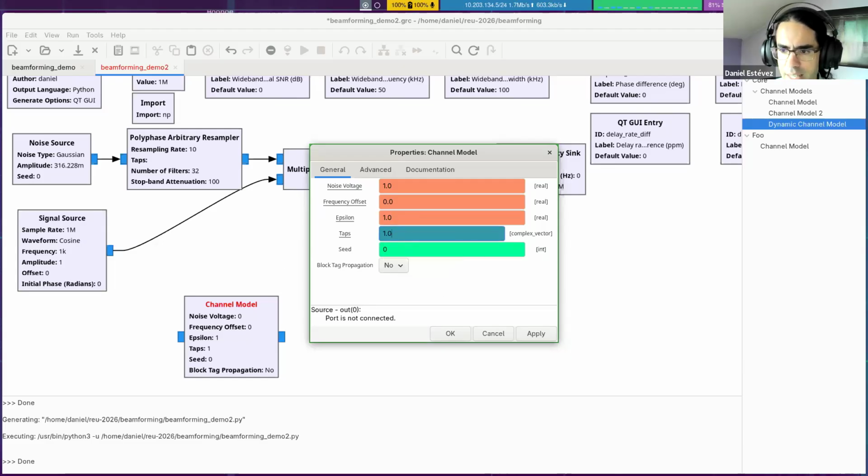Then we have taps, and we are going to use the taps for the phase difference. I should explain in more detail why this is called taps and why it's a vector.